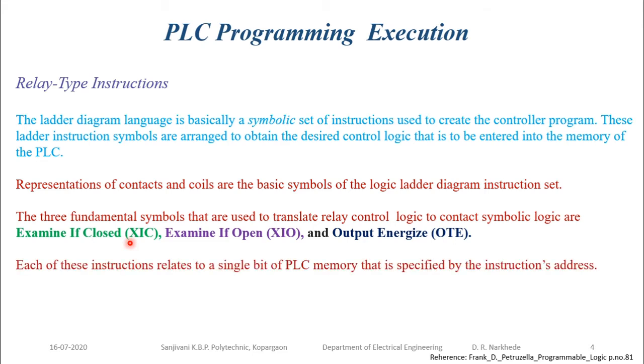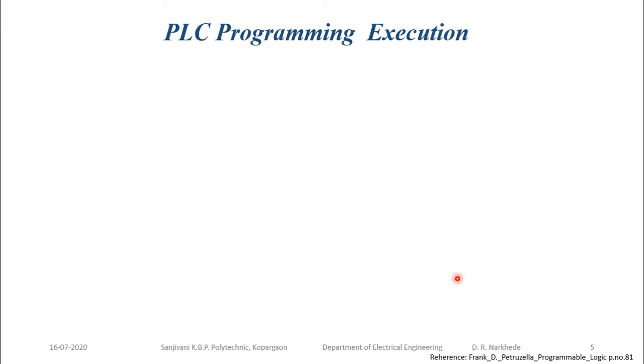Each of these instructions relates to a single bit of PLC memory that is specified by the instruction address. All these instructions, that is XIC, XIO, OT, are single bit instructions, meaning they require only a single bit. Their value may be 0 or their value may be 1, in the PLC memory specified by the instruction address.